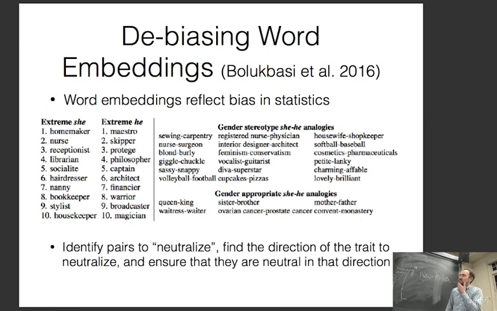Basically what they did is they identified a few pairs that shouldn't be biased, like, for example, gender roles, occupations, or whatever. And they find a direction of the trait to neutralize, like male and female, and they ensure that word embeddings that you want to not encode bias are neutral in that direction. So this is not the only way to do this, and I'm sure there are lots of better ways, but I think this is something important to think about, especially if you're building systems with implications.